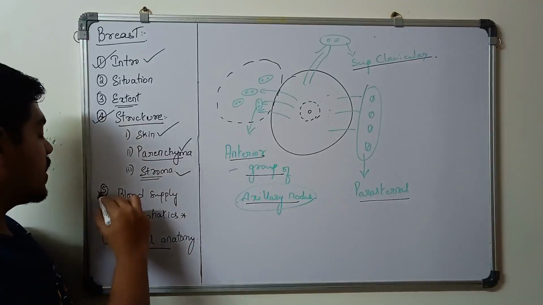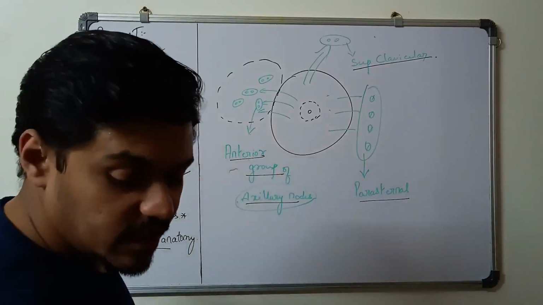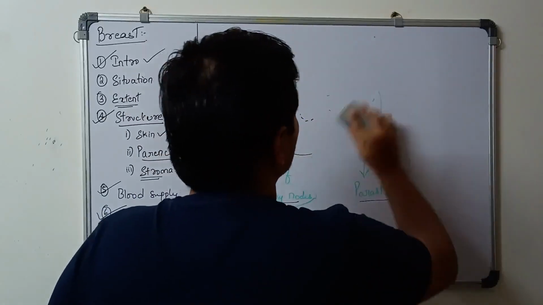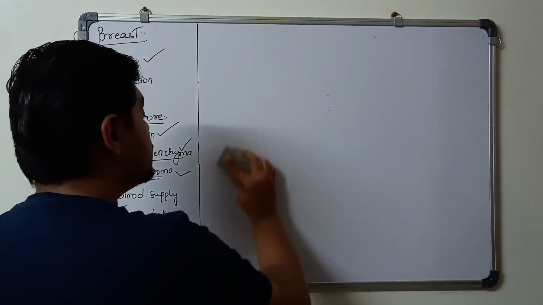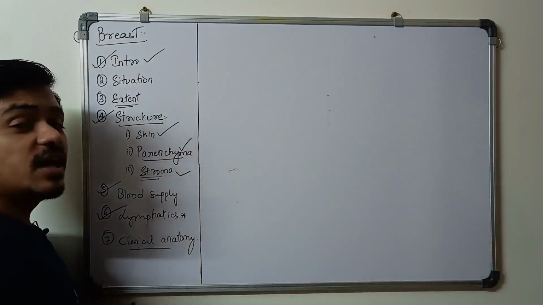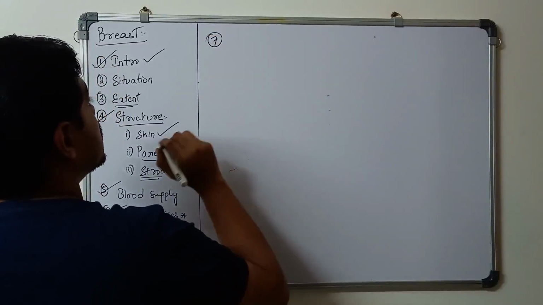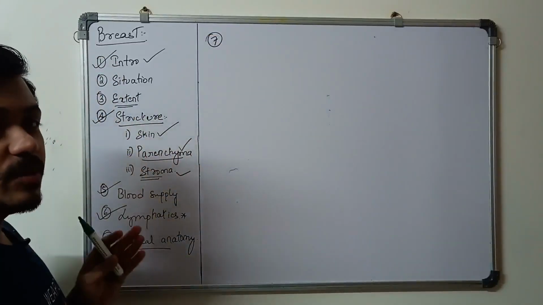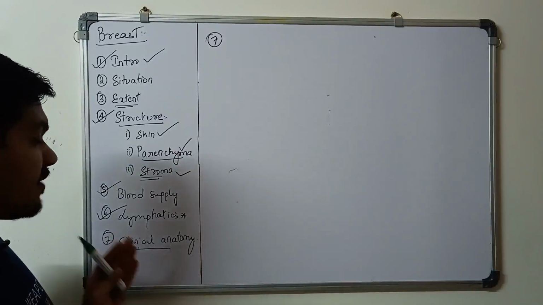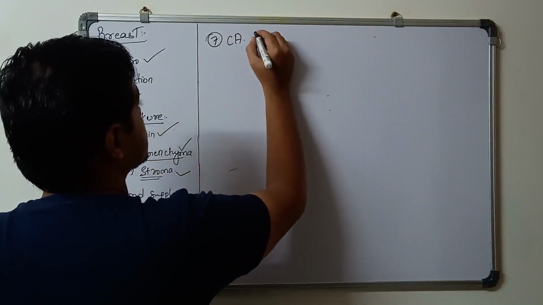So we are done with the blood supply, we are done with the lymphatic drainage. Finally, let's have a look at the clinical anatomy. Most of the clinical anatomy deals with the clinical features of carcinoma breast. As a doctor, the most important thing that you need to know about the breast is, if a patient comes to you with a complaint of the breast, you have to know the clinical features of carcinoma of the breast, CA breast.